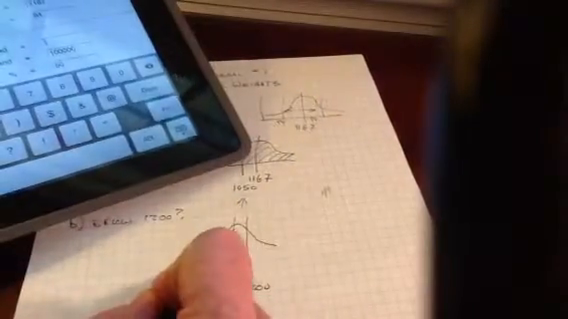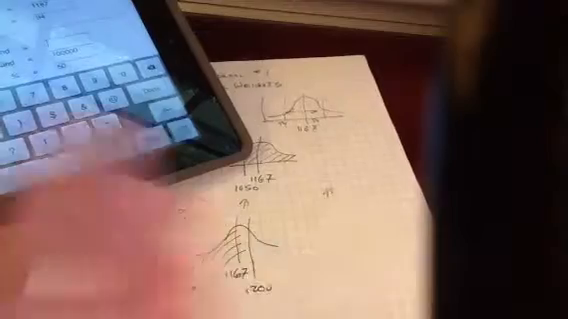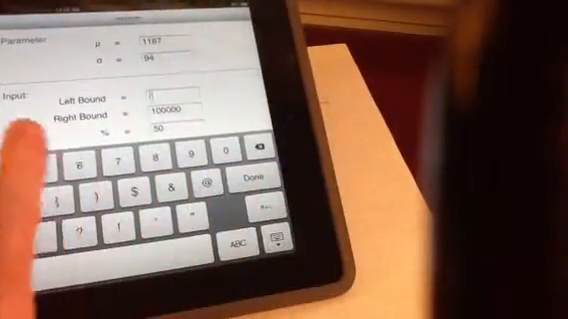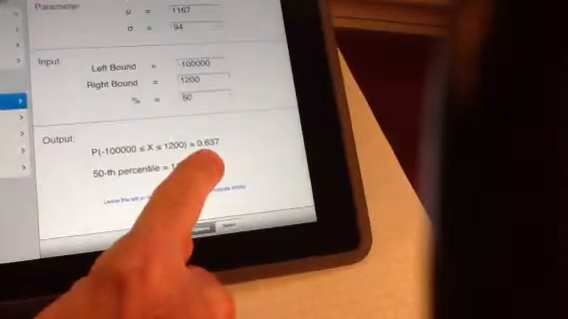Come on back in. I've got this all set. My left bound now, since I'm all the way over here at negative infinity, I'm going to use negative 100,000 as a bound on the left. Okay? And the right bound is going to be 1,200. Done. This says, right there, 63.7%. So that's the answer.